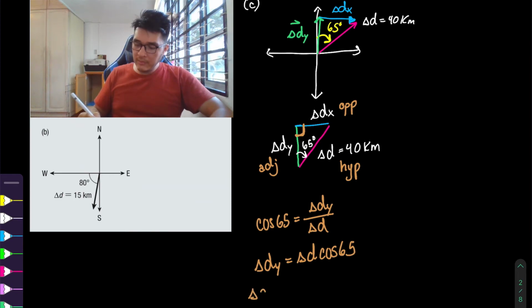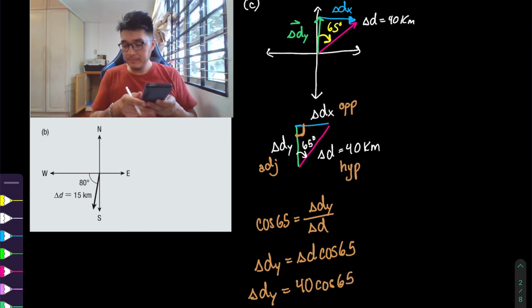So if we put in the value for delta d, that's 40 cosine of 65. So let's plug it into our calculator. 16.9 kilometers. You see, but the main point was if the angle is closest to the y-axis. Now in this case, cosine ratio is the one we use for the y component, which is the opposite of what we had before.